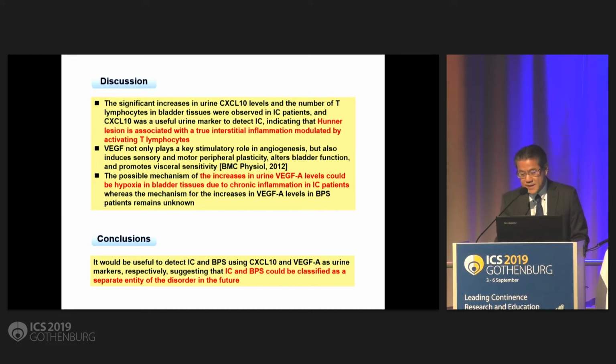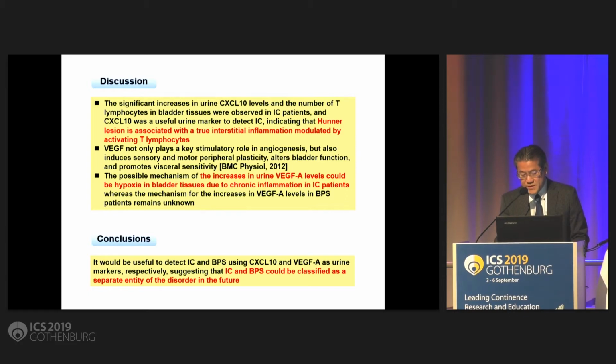The possible mechanism of the increases in urine VEGF-A levels could be hypoxia in bladder tissues due to chronic inflammation in IC patients, whereas the mechanism for the increases in VEGF-A levels in BPS patients remains unknown.